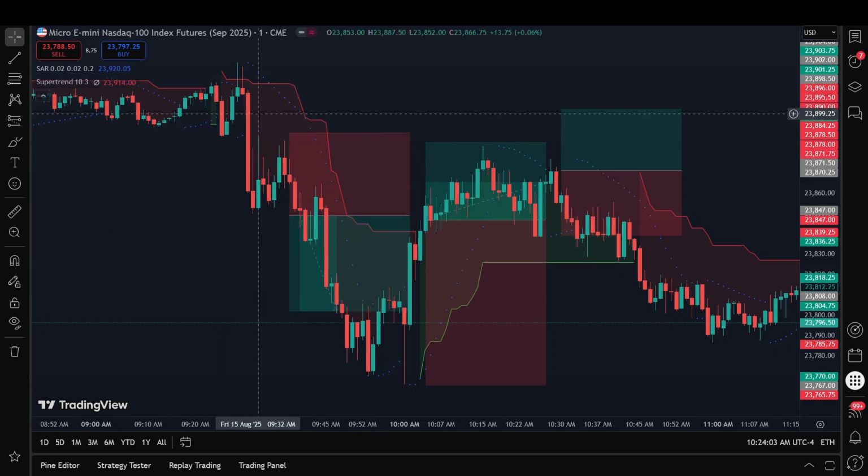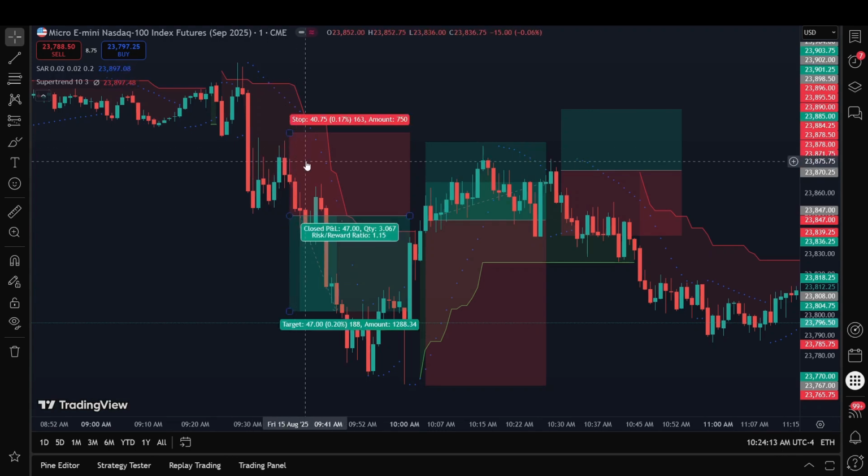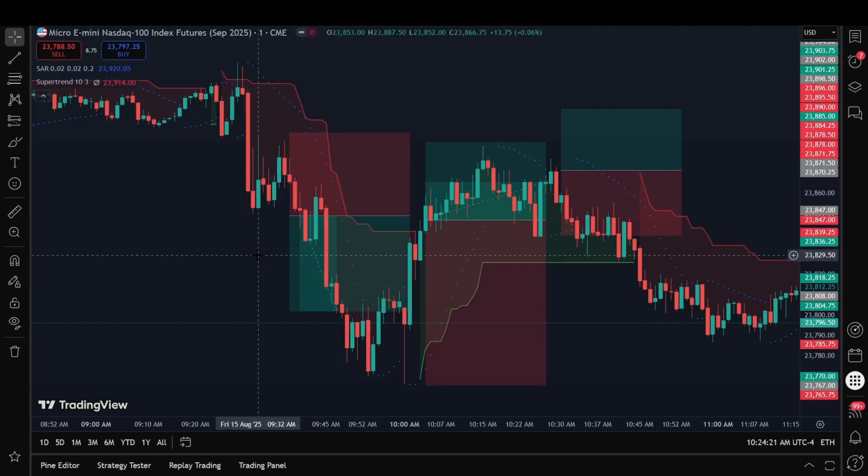9:40. We get the, I didn't take this setup because it was too early, 9:29. But here's the, so what is this signal then? I don't see a signal here.